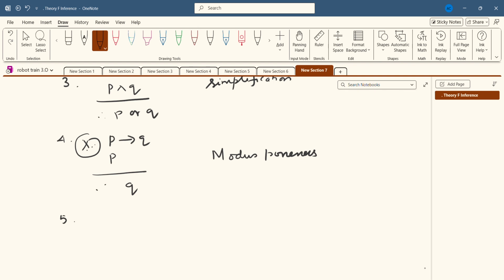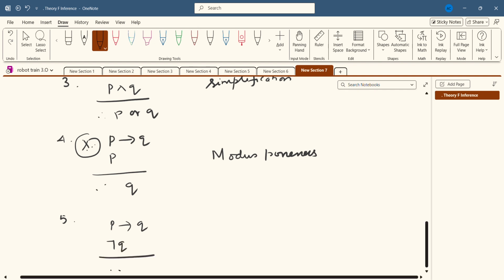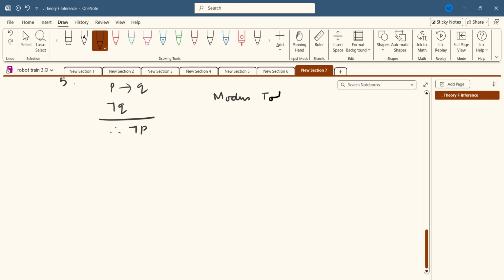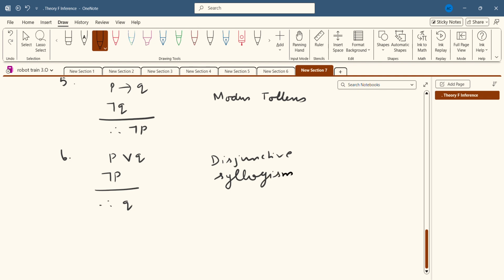Fifth one: P conditional Q, negation Q. Therefore, the conclusion is negation P. This one we call modus tollens. And sixth one: P disjunction Q, negation P, therefore Q. This one we call disjunctive syllogism.